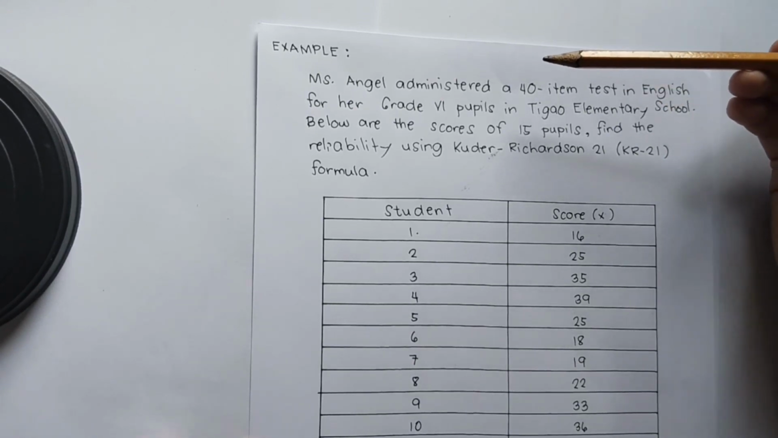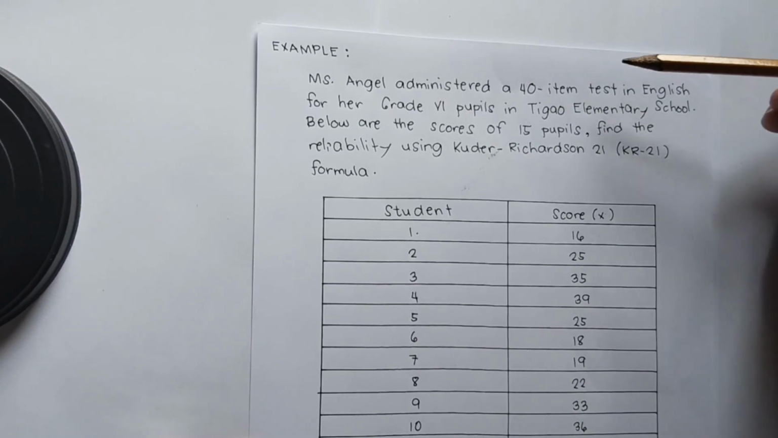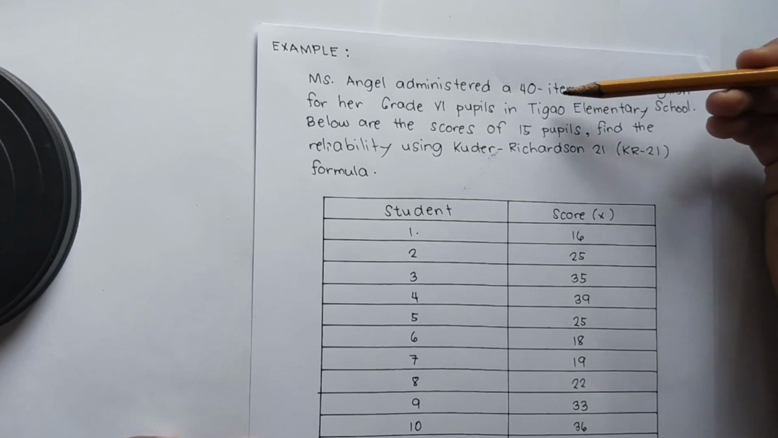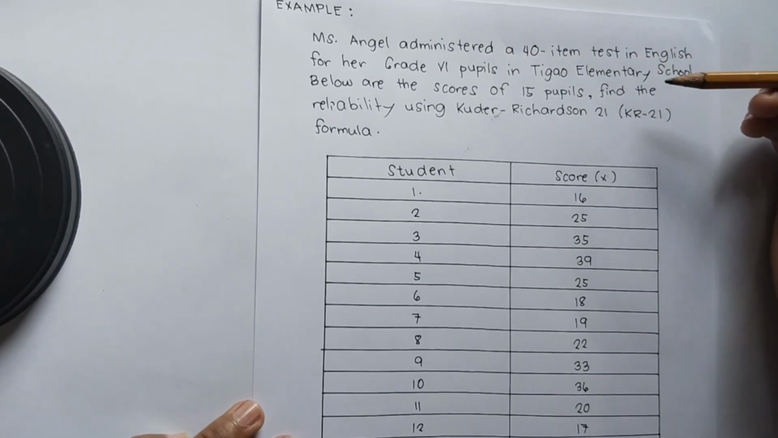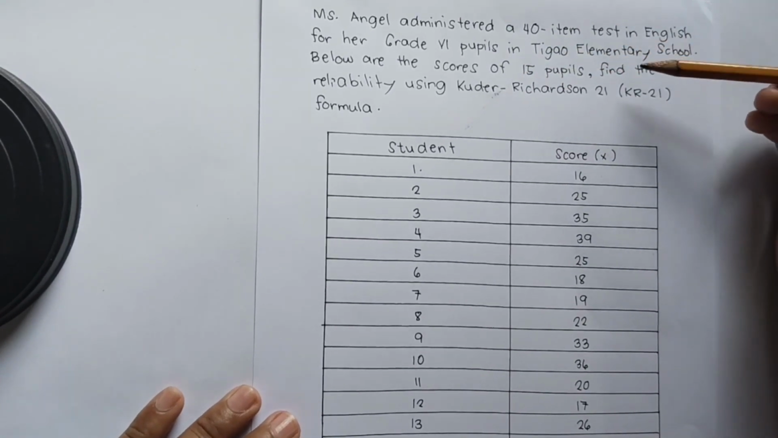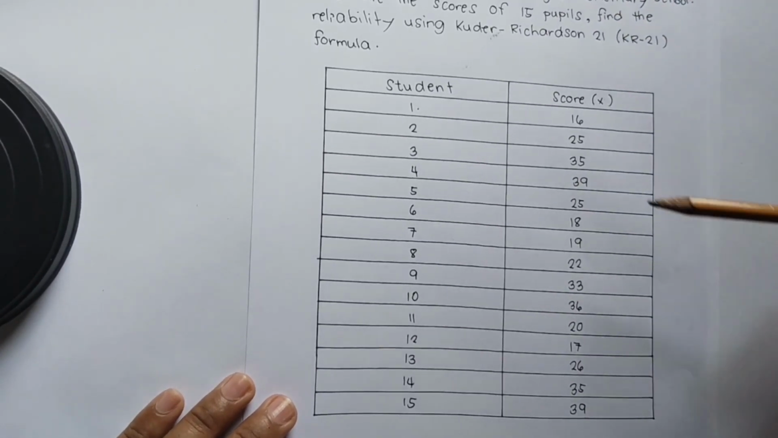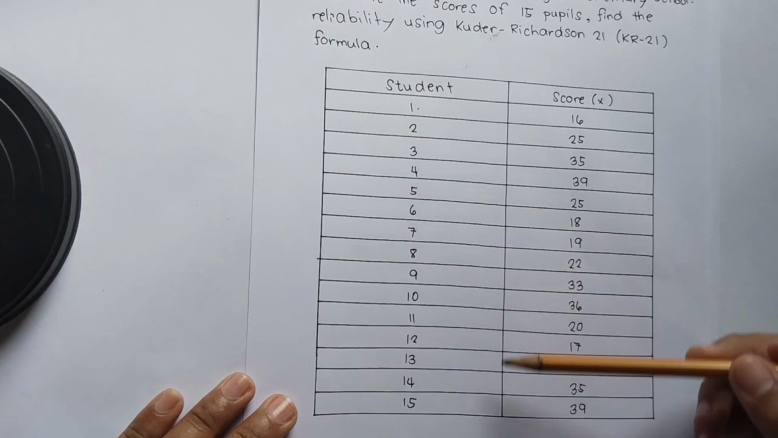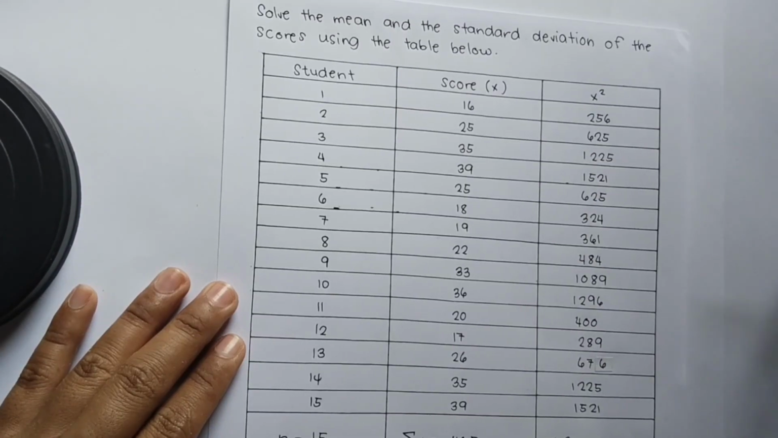So, the situation is, Miss Angel administered a 40-item test in English for her grade 6 pupils in Tigao Elementary School. Below are the scores of 15 pupils. Find the reliability using Kuder-Richardson 21 or KR-21 formula. So, the table shows the number of students and their scores. So, using this table, we can solve the mean and the standard deviation.